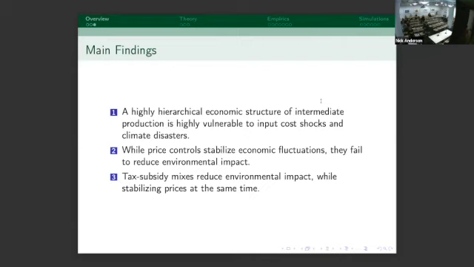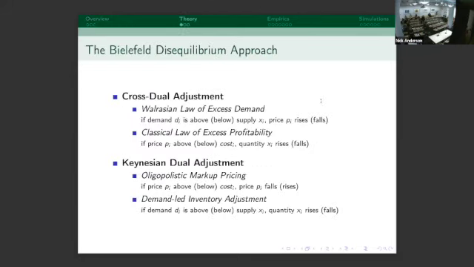So then in a way you can also stabilize prices while also reducing the environmental impact at the same time. And I'm just going to show how the stylized model works with that. So first, just small notes on the Bielefeld disequilibrium approach.